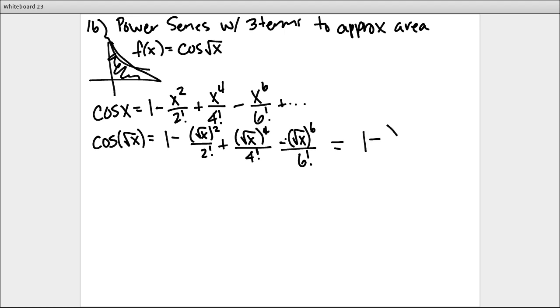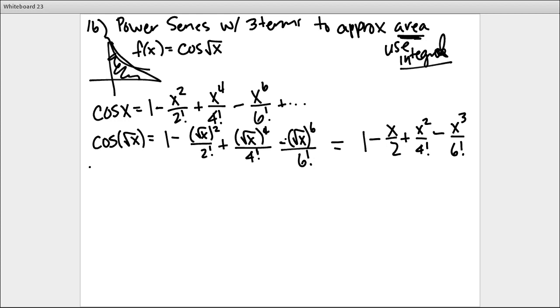Okay, so we got all that, right? So then that means that it ends up being 1 minus x over 2, and then plus x squared over 4 factorial, and a minus, that ends up being x cubed over 6 factorial. All right, so our limits, how we figure out, so to find area means you're going to use integrals, right? Find the integral of this function. We're going to use power series to do it.